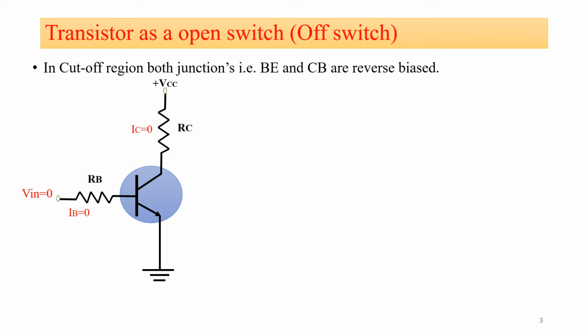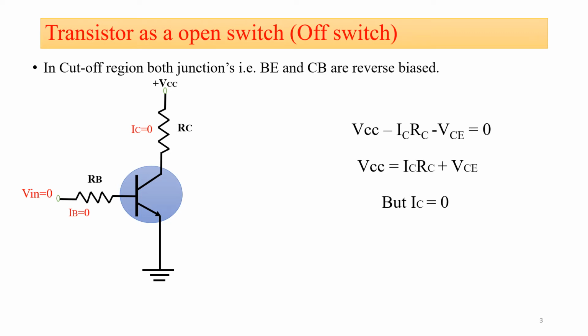Now let's apply KVL to the collector loop. When we apply KVL to the collector loop, we get this equation: VCC minus ICRC minus VCE. ICRC is the voltage drop across the collector resistance RC, and VCE is the voltage drop across the collector and emitter junction. So the final equation is VCC minus ICRC minus VCE equals 0. When we rearrange this equation, we get VCC equals ICRC plus VCE.